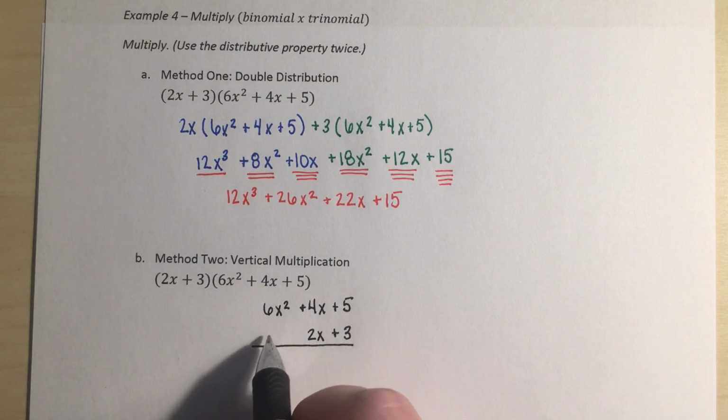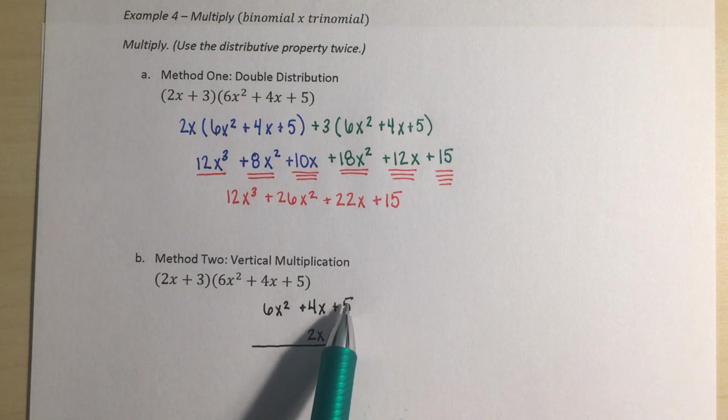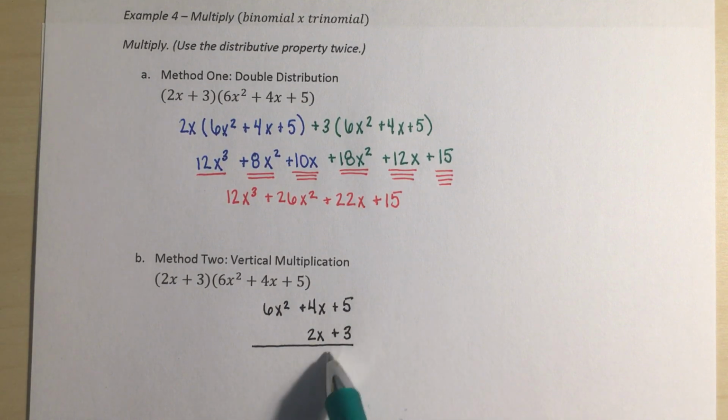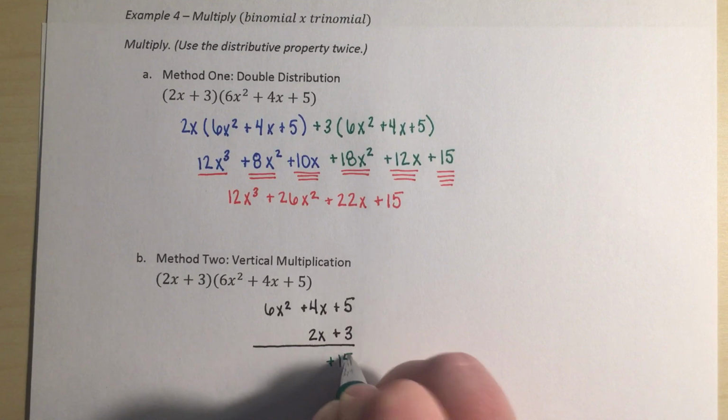You can put a times sign over here, but a times sign looks like an X, so I usually just leave it out to prevent any other extra confusion. And just like we would with normal numbers, we're going to start with this number and this number. With normal numbers we start with the ones column. Well, we're going to start with our constant terms. Well, 3 times 5 gives us a positive 15.